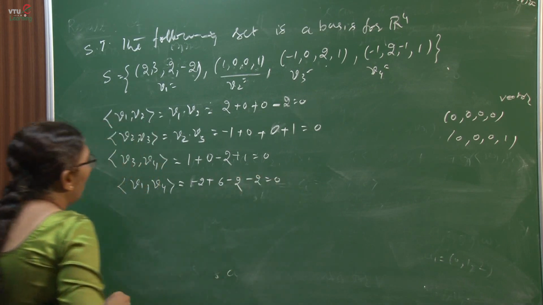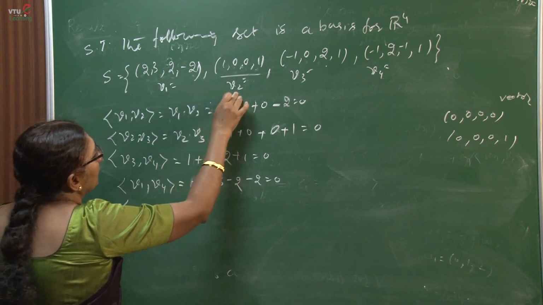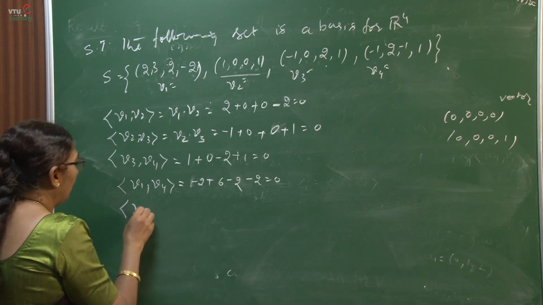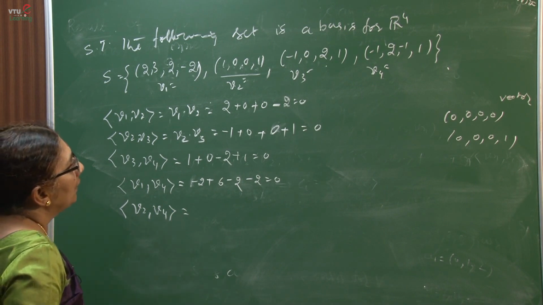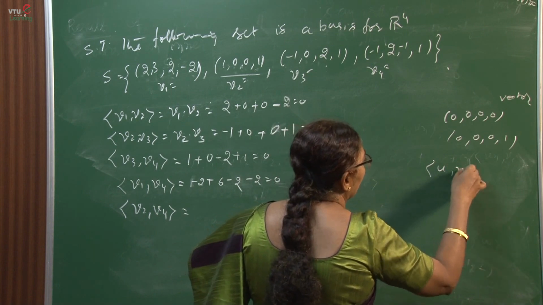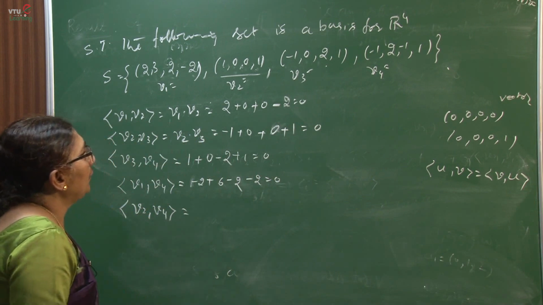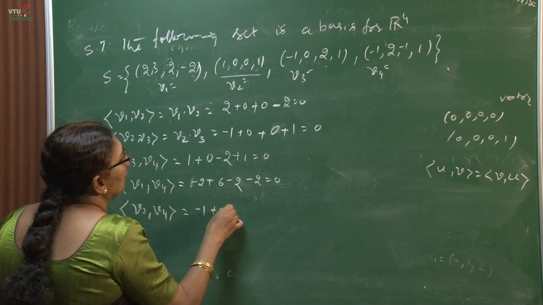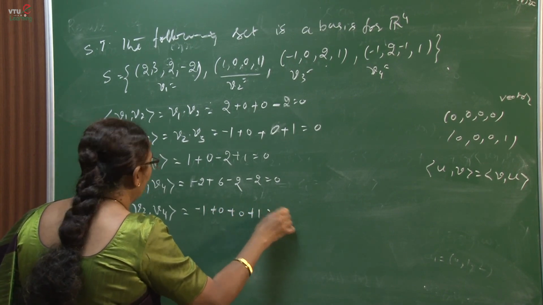And then you take other combinations. You have taken V1 with V2, V3 and V4, next move to V2. You take V2 and V3, and V2 and V4. Now, you know that the inner product of U comma V in an inner product space must be equal to V comma U, both must be the same. You take V2 and V4: minus 1 into 1 is minus 1, 0 into 2 is 0, 0 into minus 1 is 0, 1 into 1 is 1, we get 0.